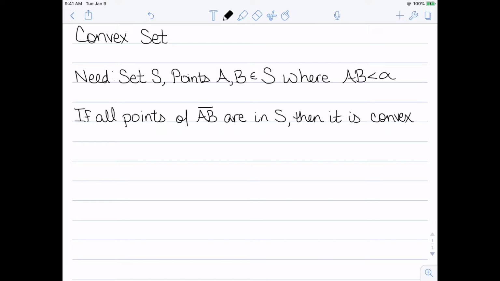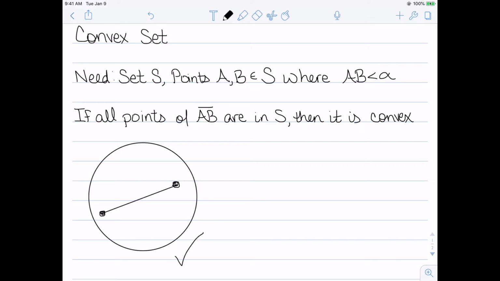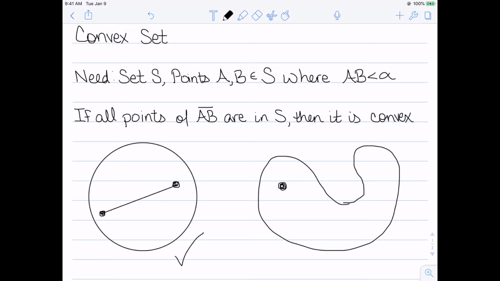convex set. So as an example, if I have a circle, this would be a convex set because no matter which two points I pick, if I draw the segment between them, it's completely contained in that set. Something like this, on the other hand, would not be convex because if I take this point A and this point B and try to draw the line segment between them, I have points that are no longer in the set, so this would not be convex.